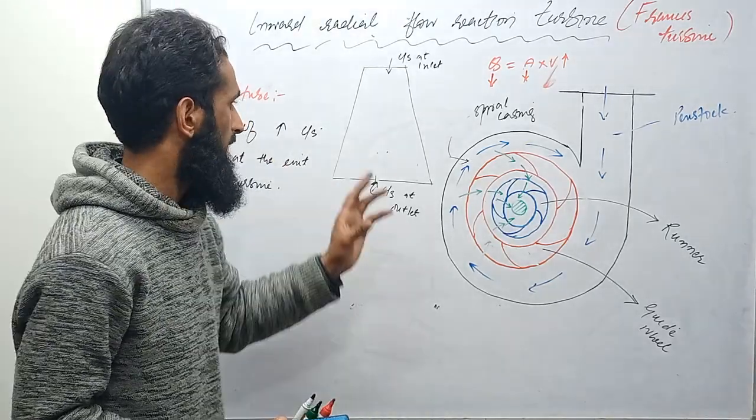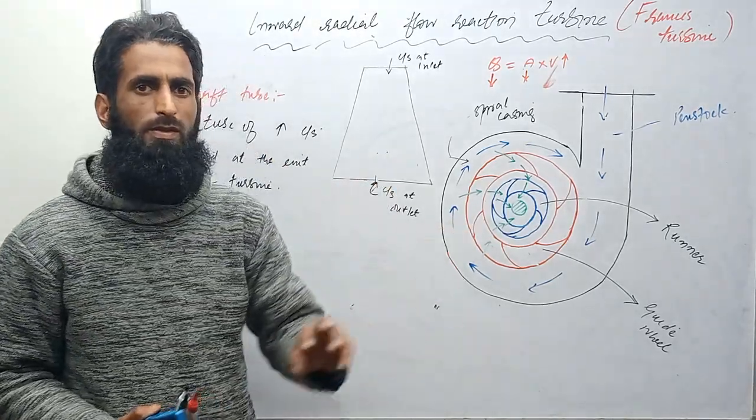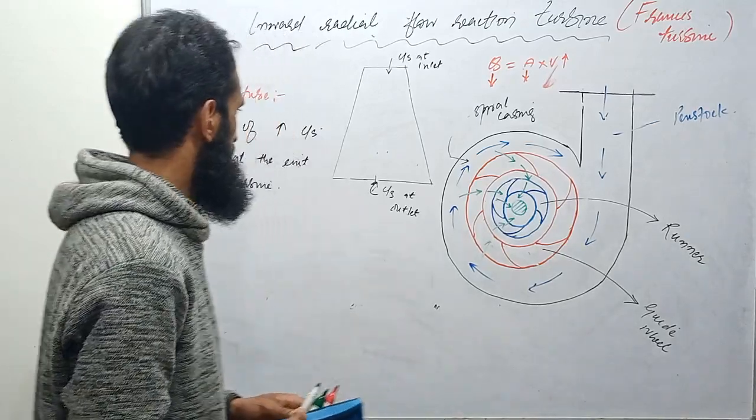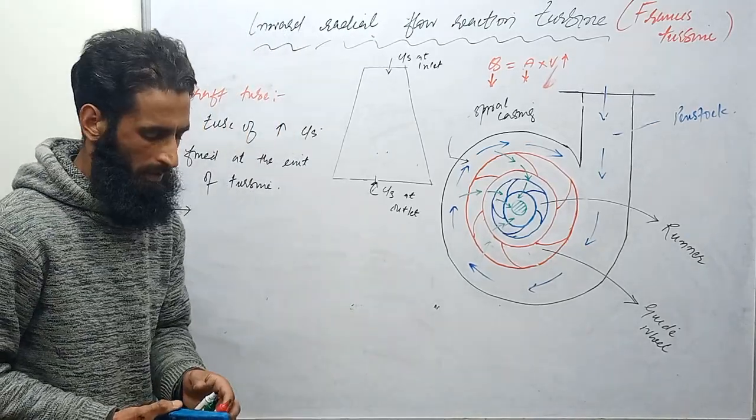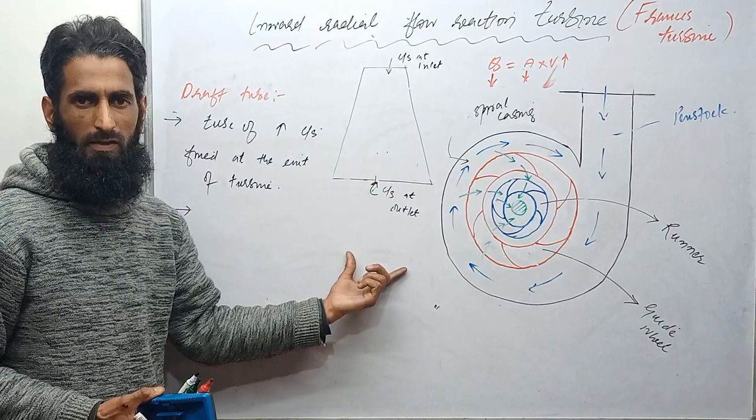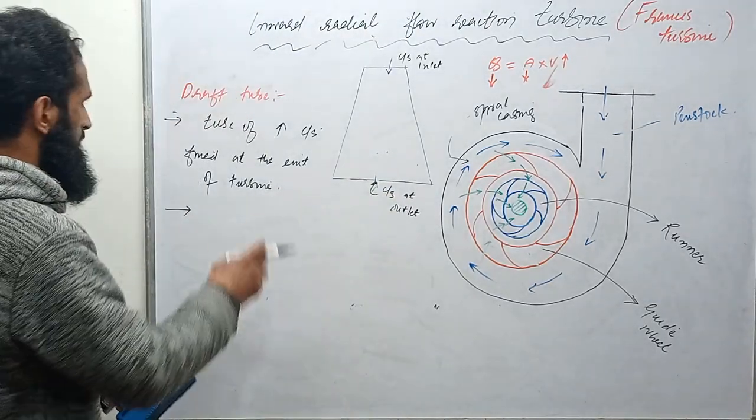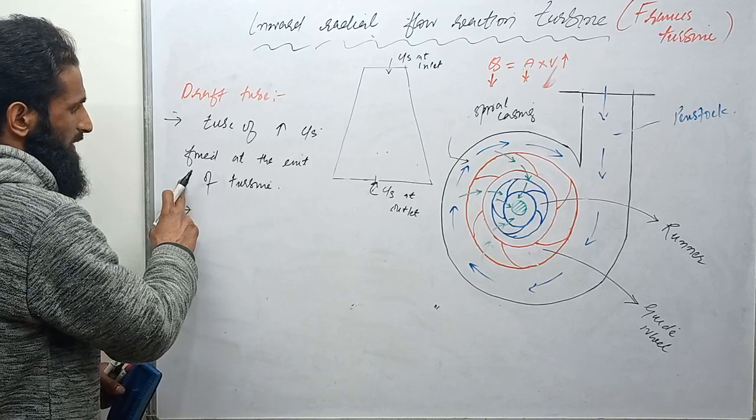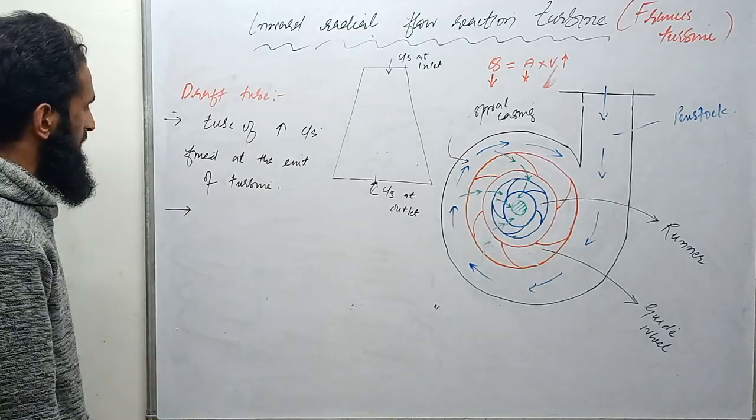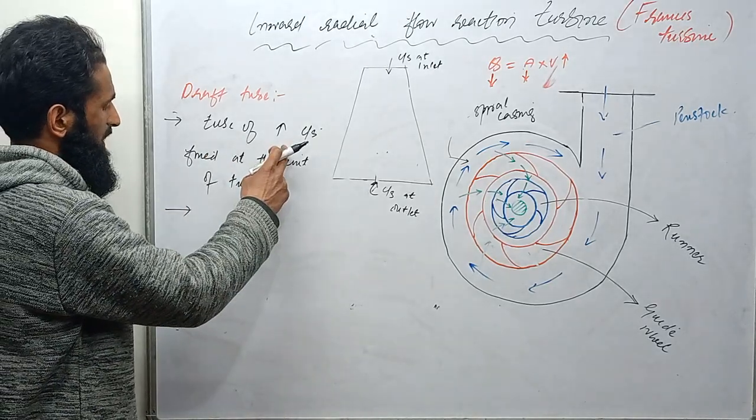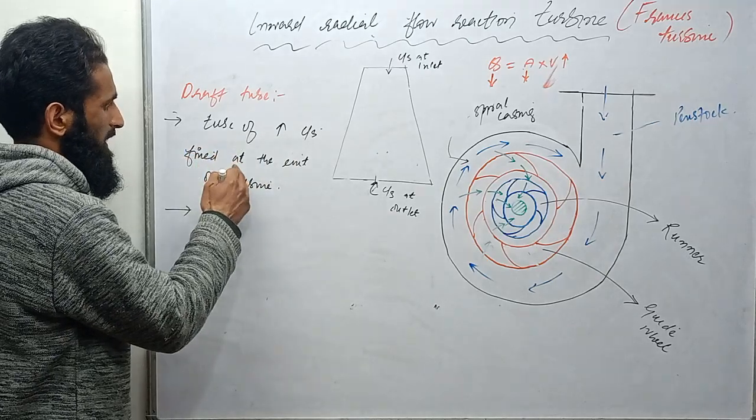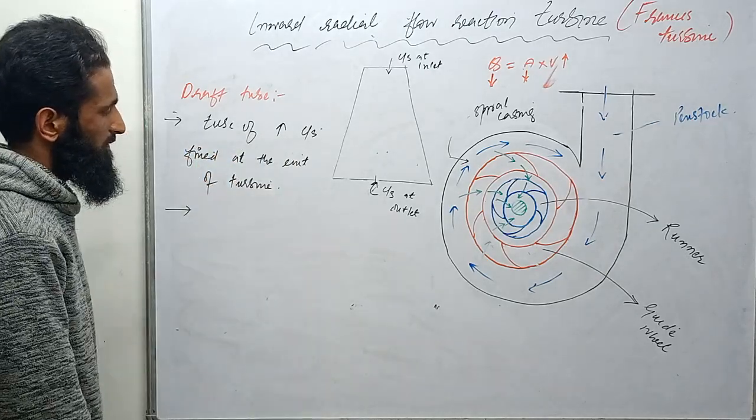And this high pressure water can be used for any other purpose. Okay, so tube of increasing cross section fixed at exit of the turbine.